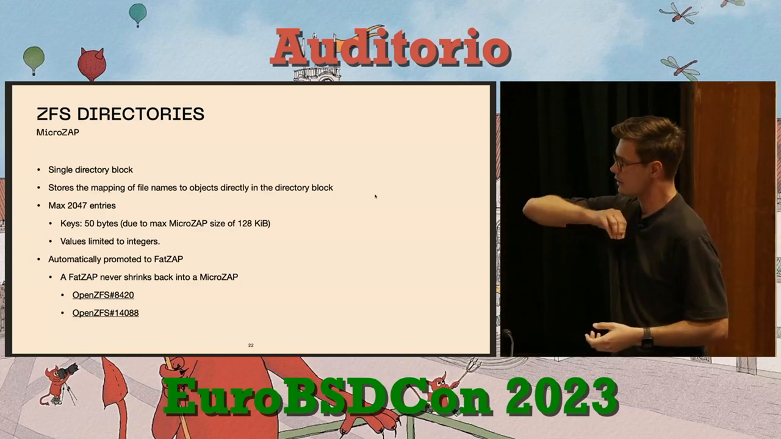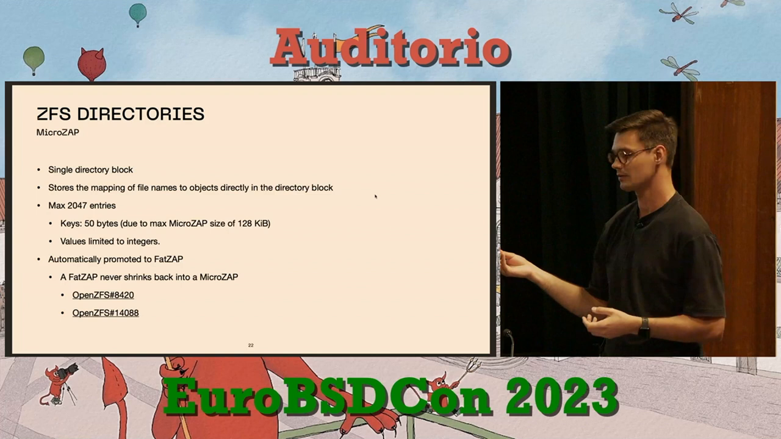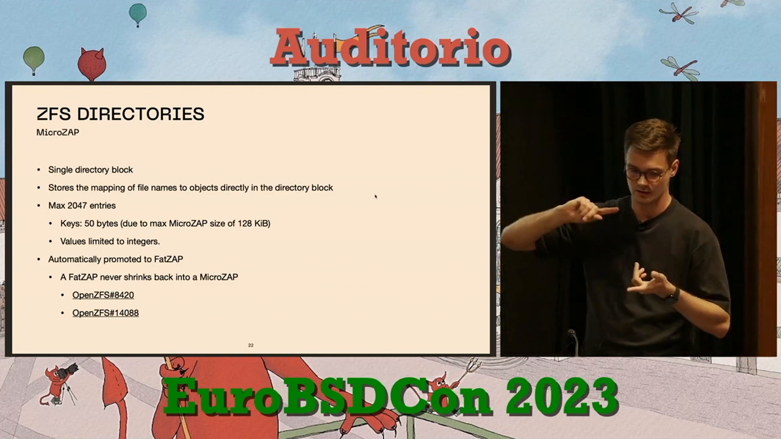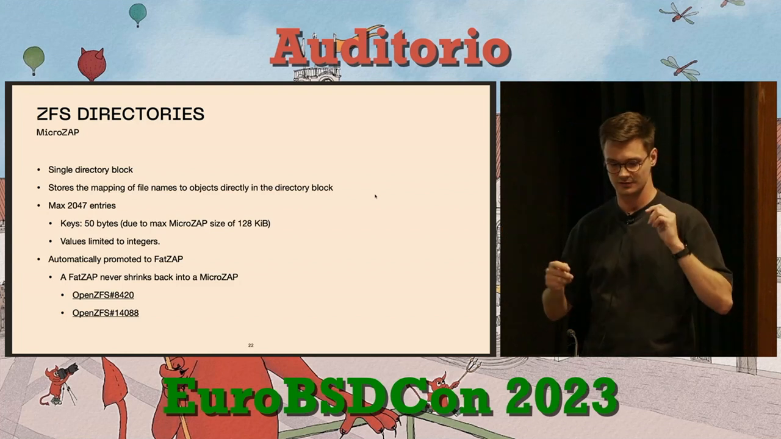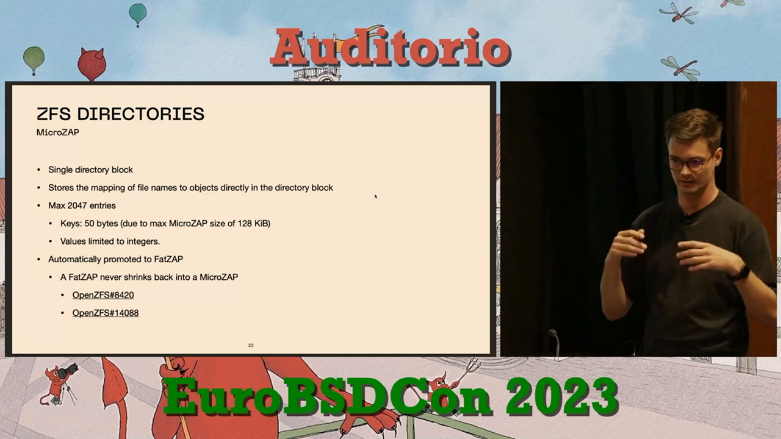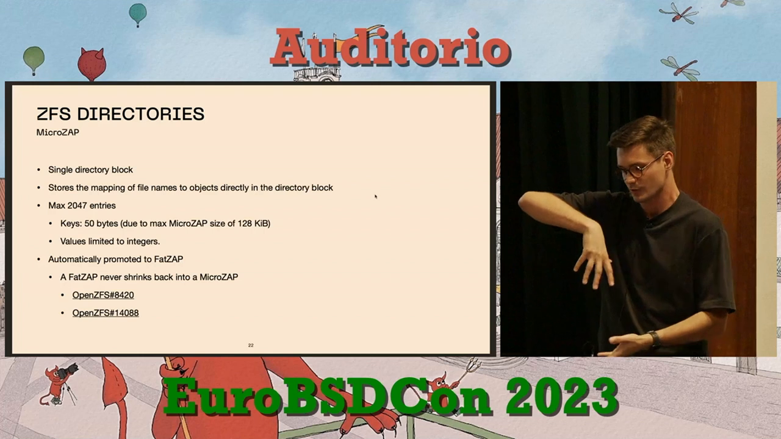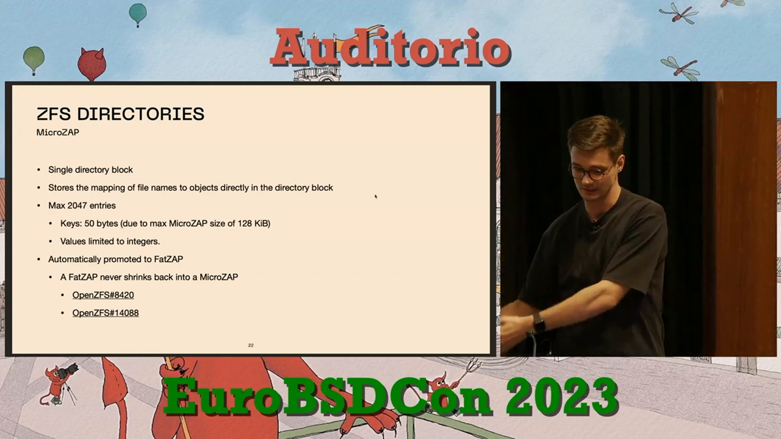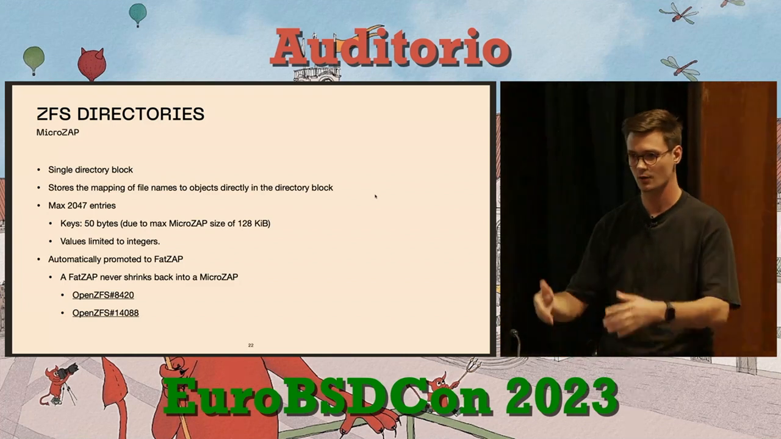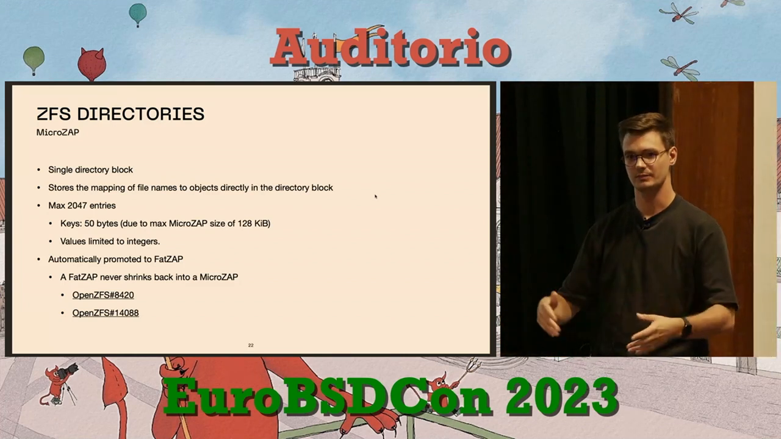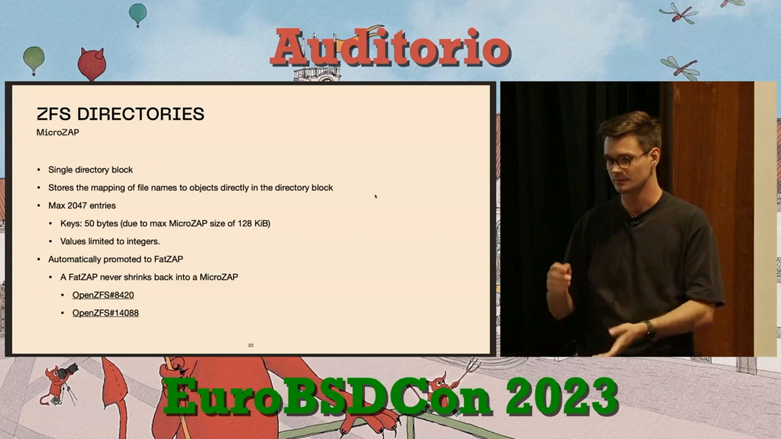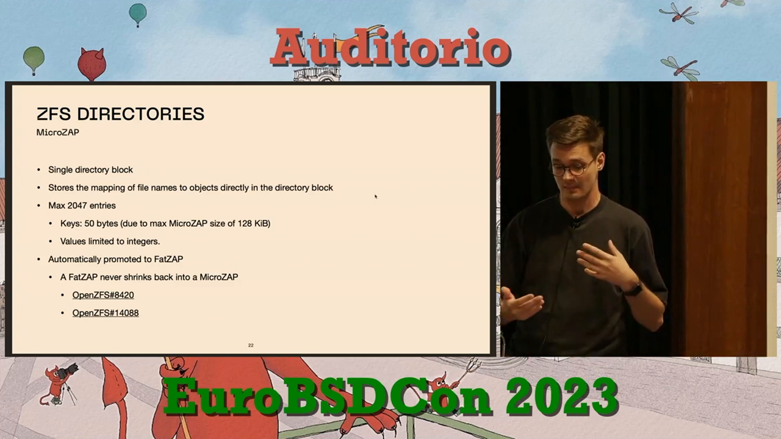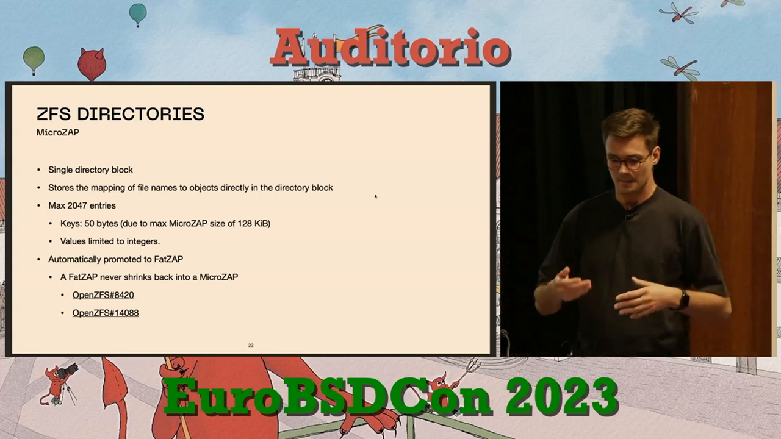A microzap gets automatically promoted to a fatzap. Whenever you create the 2048th file in your directory, ZFS will change the microzap into a fatzap for you and start using this whole complicated data structure, because it's getting ready to handle a lot of files. The same thing is going to happen if you have a long file name.